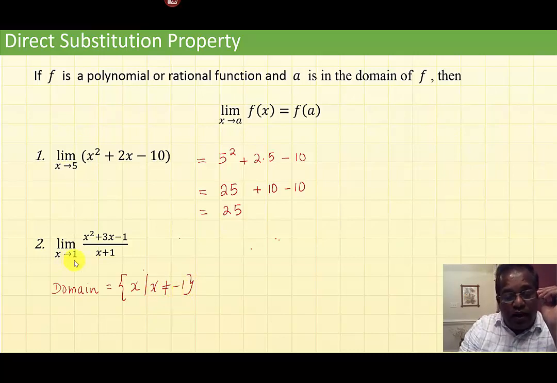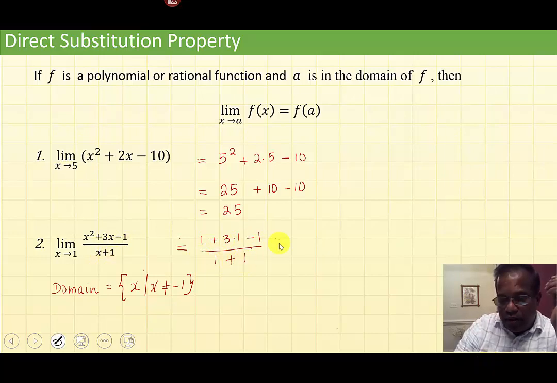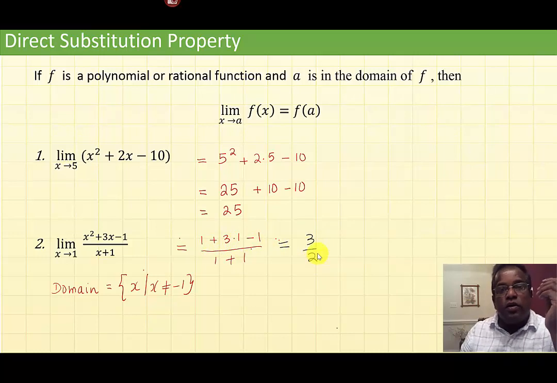Now we want to find the limit as x approaches 1. Therefore 1 is in the domain, so we can use direct substitution here. We get 1 squared, which is 1, plus 3 times 1 minus 1, over 1 plus 1. So that gives us 1 plus 3 minus 1, which is 3, over 1 plus 1, which is 2.